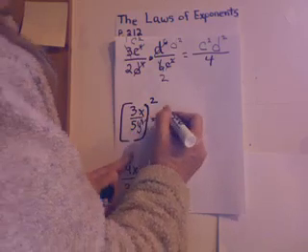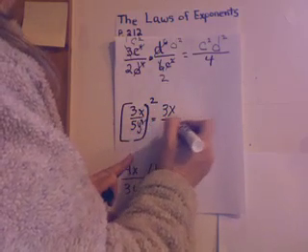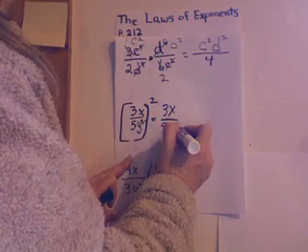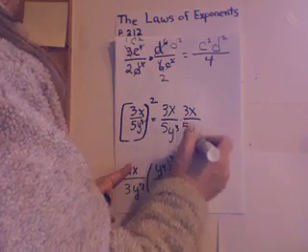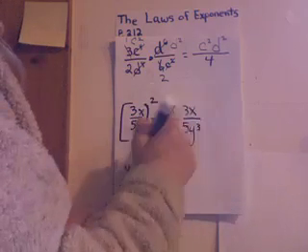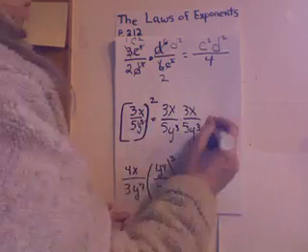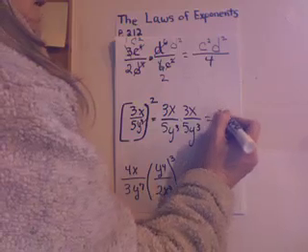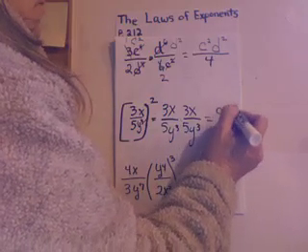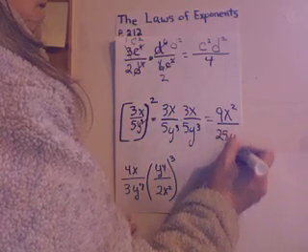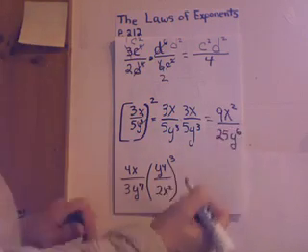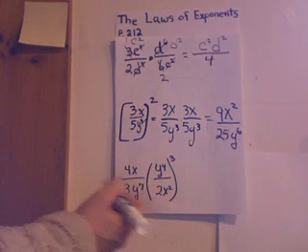Okay, next one, a quantity squared. Well, let's write the quantity twice. 3x over 5y to the third times 3x over 5y to the third. Check to see if something reduces. Doesn't look like it. So let's multiply. 9x squared over 25y to the sixth. Remember, add exponents when you multiply.